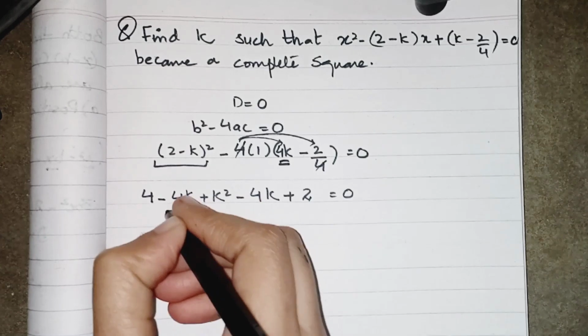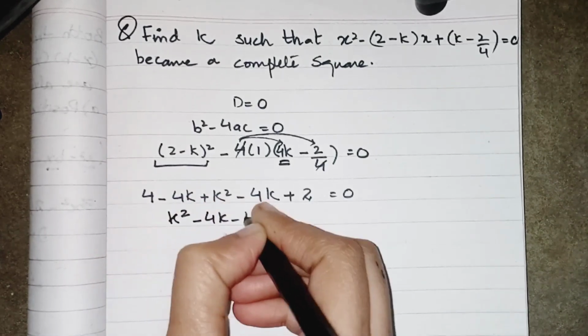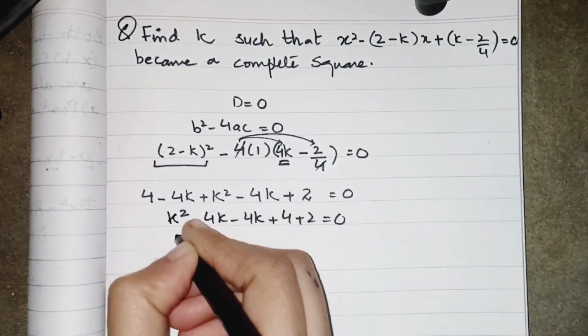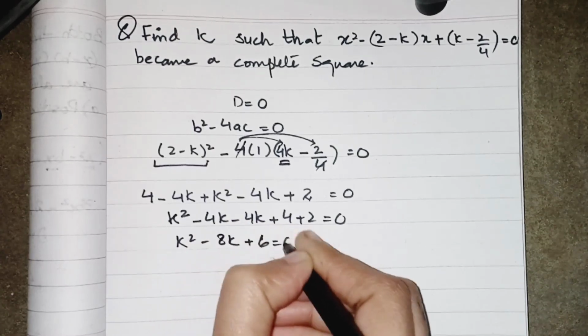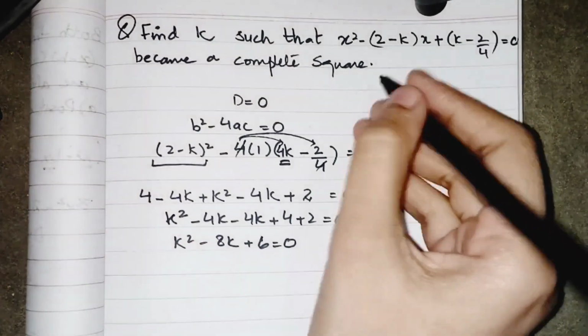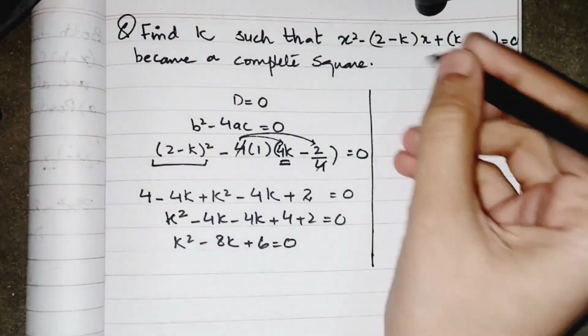Arranging the quadratic equation, k square minus 4k minus 4k plus 4 plus 2 equals 0 will result in k square minus 8k plus 6 equals 0. So to get the value of k, we have to apply the quadratic formula because it cannot be solved by the factorization method.